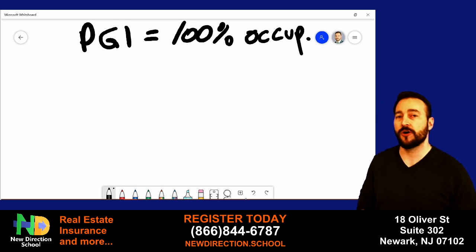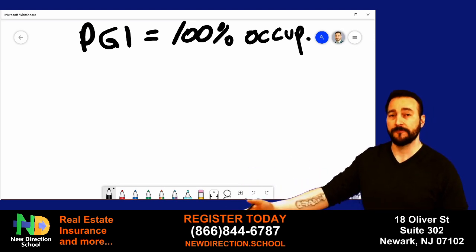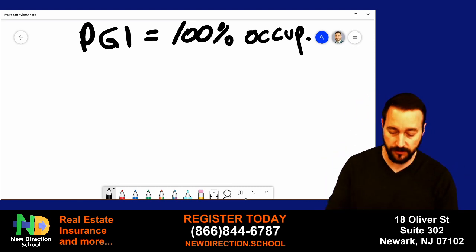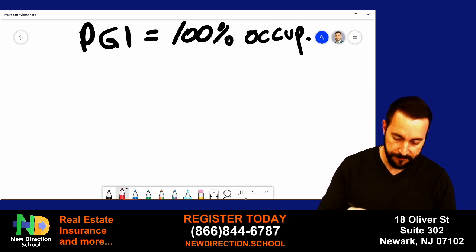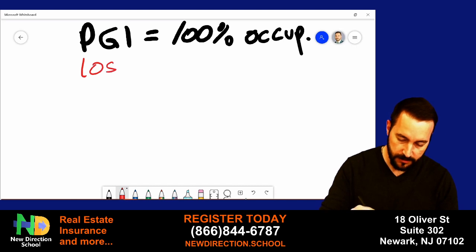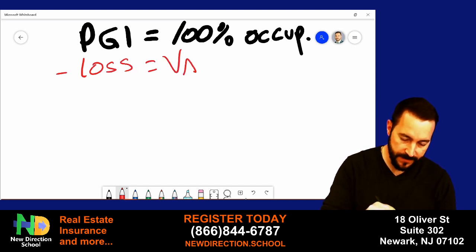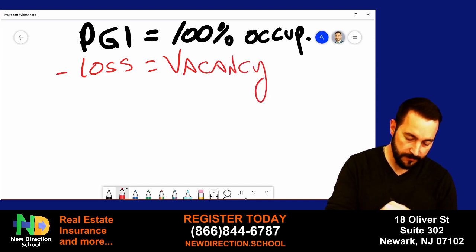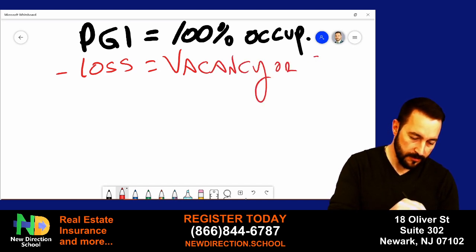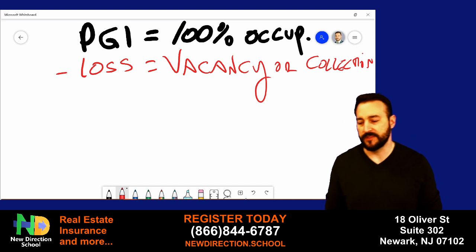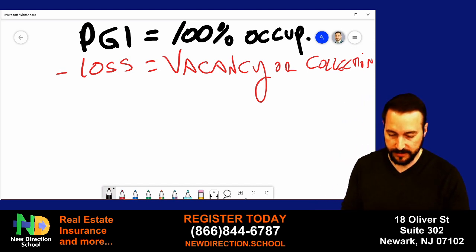So that's what we call vacancy, so not being there, and rent collection losses, not being able to collect the money that's owed to us. So we're going to deduct the loss. And that was vacancy or collection. So either vacancy, it's empty, or the rent collection, so minus loss.